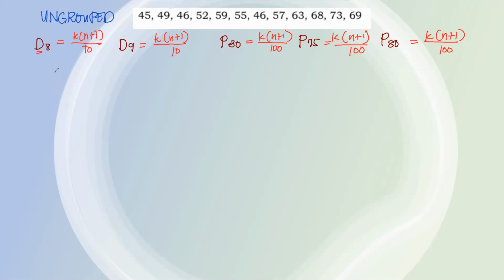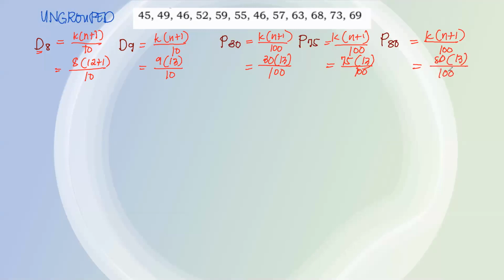Now, let's find D sub 8. So this will be 8 times, ilan yung data dito natin? 1, 2, 3, 4, 5, 6, 7, 8, 9, 10, 11, 12. 12 plus 1 divided by 10. So ito ay 9 times 13 divided by 10. Ito naman ay 30 times 13 divided by 100. Ito ay 75 times 13 divided by 100. Dire-diretso ko na ha. So this is 80 times 13 divided by 100.